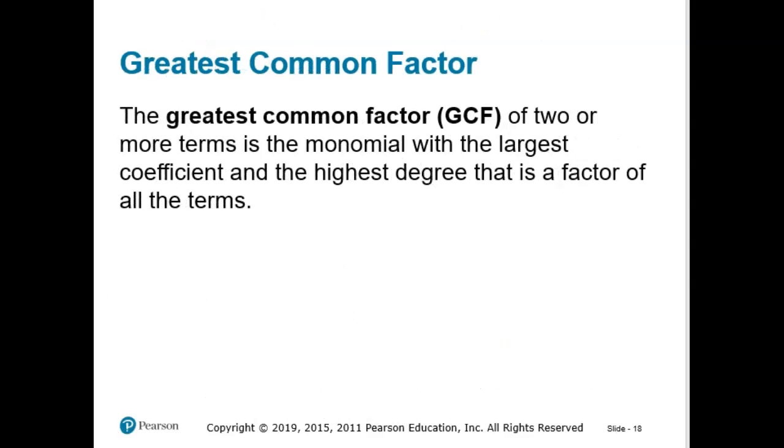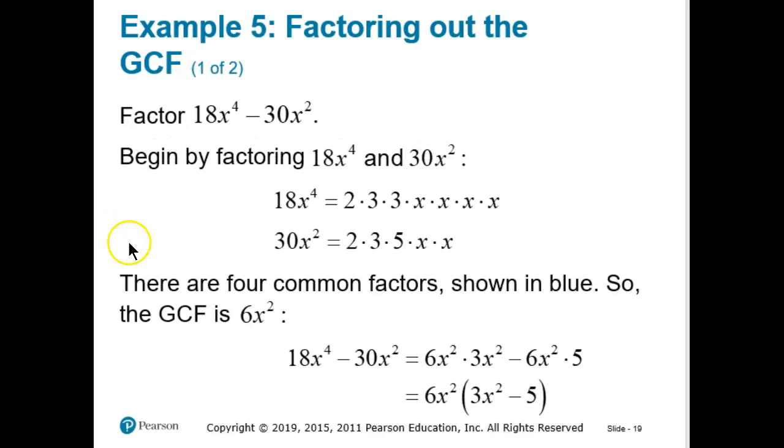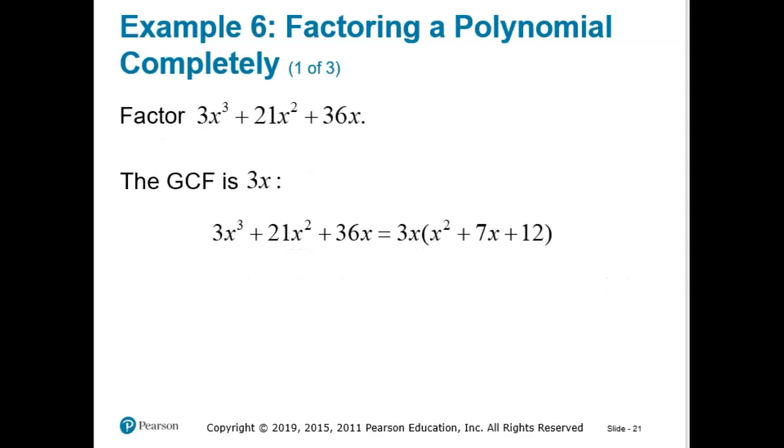One thing you should always check is if there's a greatest common factor that you can factor out first. So looking at 18x to the fourth minus 30x squared, what can you factor out of 18 and 30? And what can you factor out of x to the fourth and x squared? So you can factor out 6x squared out of both of those, and it leaves you with, down here at the bottom, 3x squared minus 5. And so you always want to start by factoring out any greatest common factor.